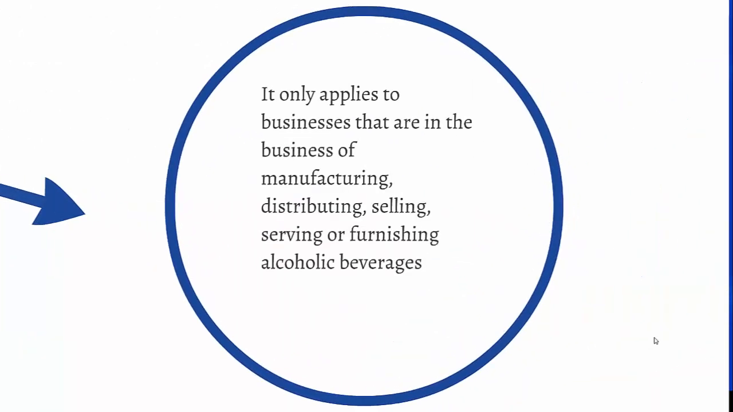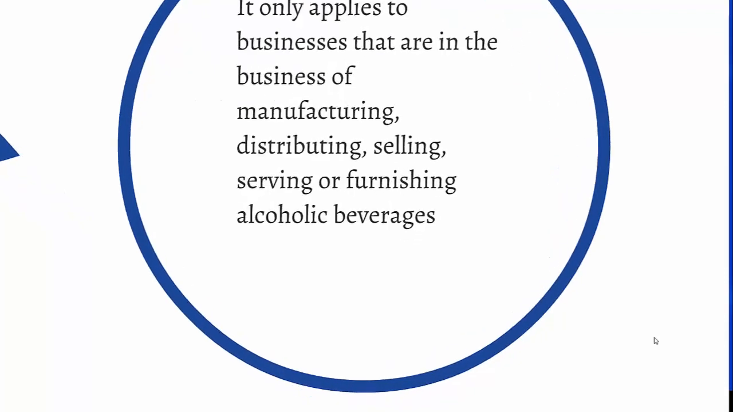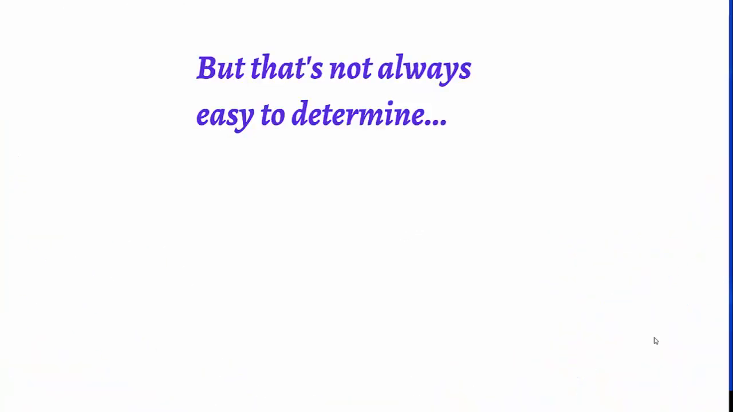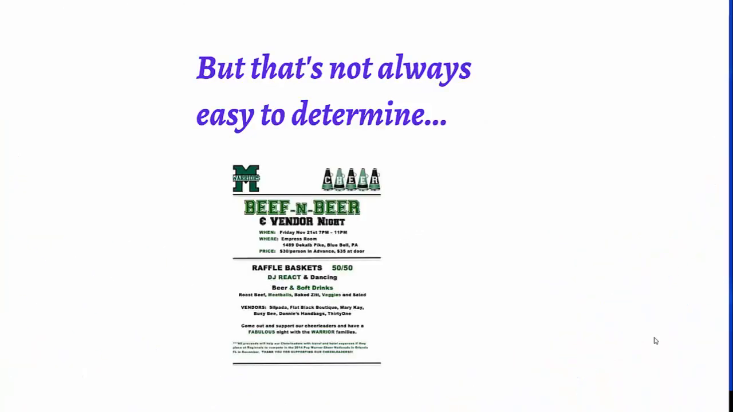However, it only applies to businesses that are in the business of manufacturing, distributing, selling, or serving or furnishing alcoholic beverages. But that's not always that easy to determine. Take, for example, even a nonprofit organization that has a regular event like this Beef and Beer and Vendor Night. The event is a fundraising event, but because they are raising money and charging for beer, it requires a liquor license. This type of event would be excluded, and this was an actual case in Pennsylvania.